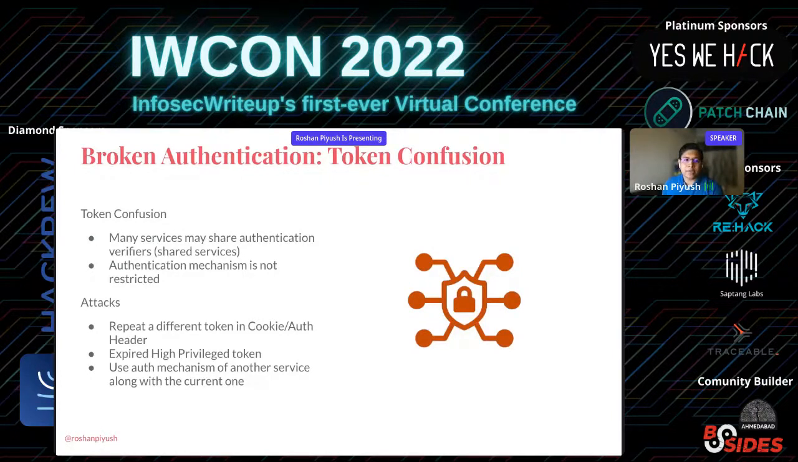Token confusion is a very interesting one, where you can use tokens from another service when the authentication mechanism is not restricted. Many services share authentication verifiers, and that will help you do a token confusion attack. You can also repeat the same token in the cookie and auth header, or even use a different high privileged token that is expired, or use the authentication mechanism of another service along with the one that the current service uses.